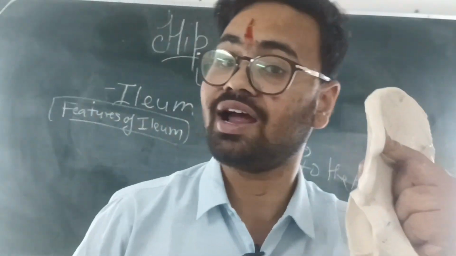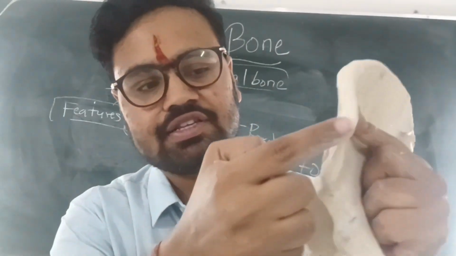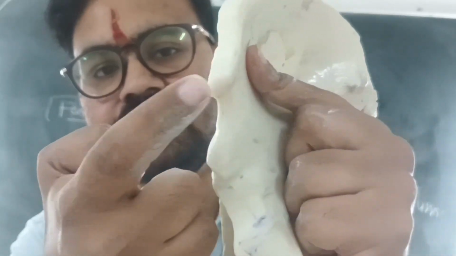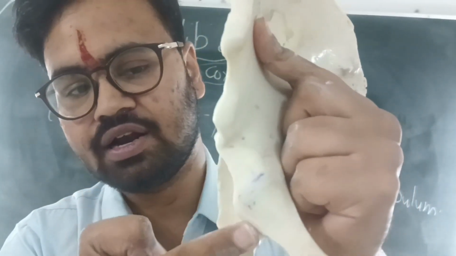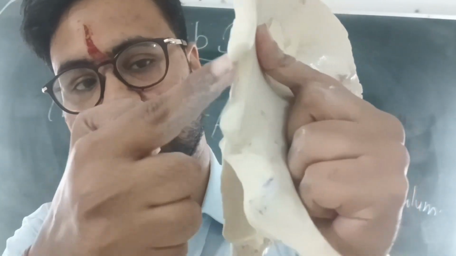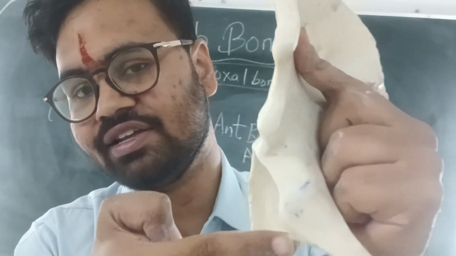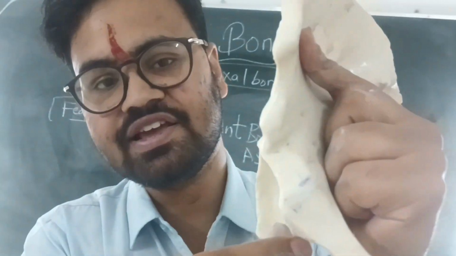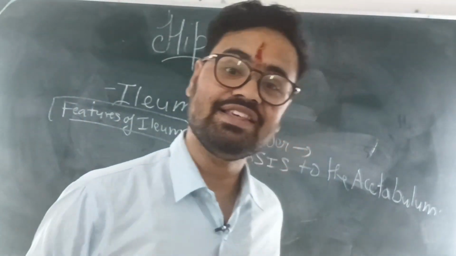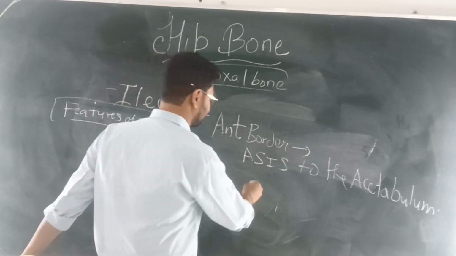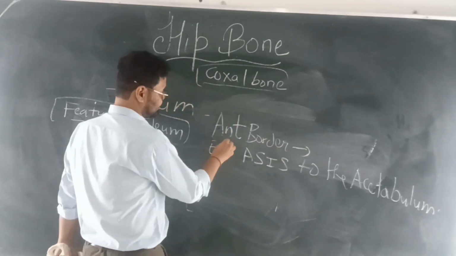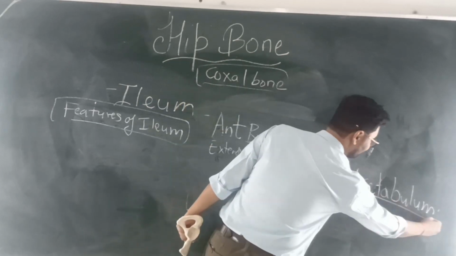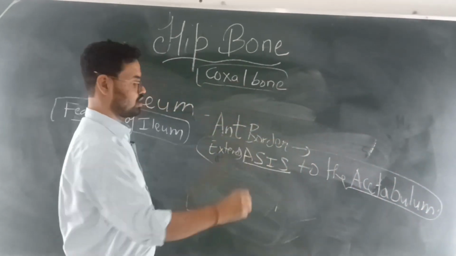So it forms the anterior border. This one is the anterior border, and it extends from the anterior superior iliac spine up to the acetabulum. So this one is the anterior border of the ilium. Note it down, guys.